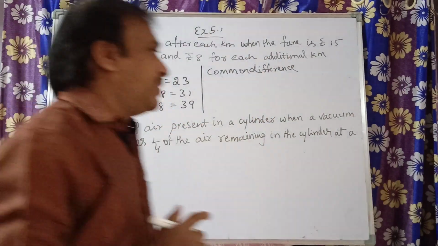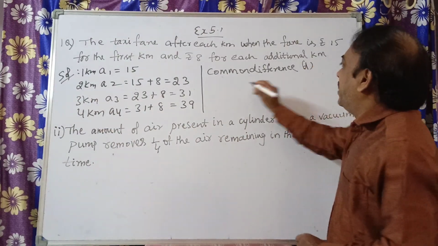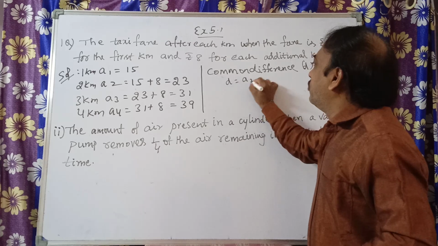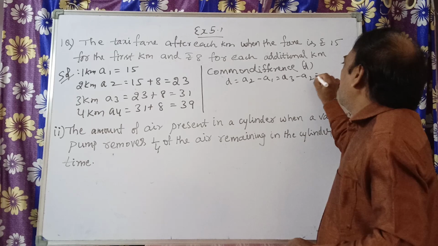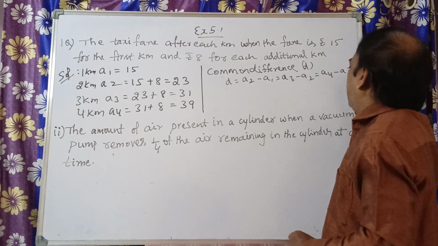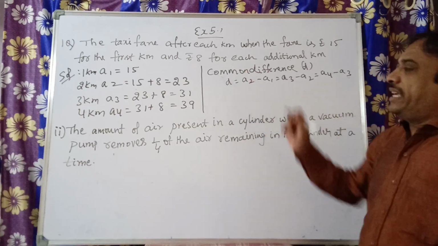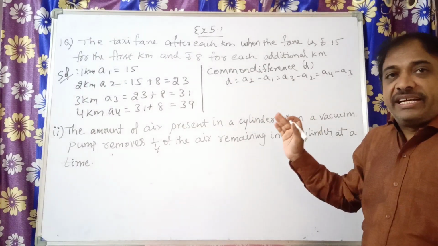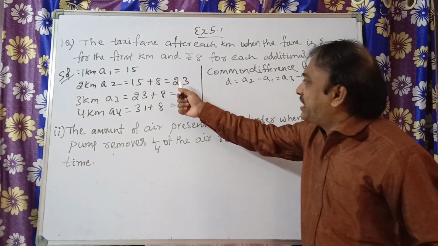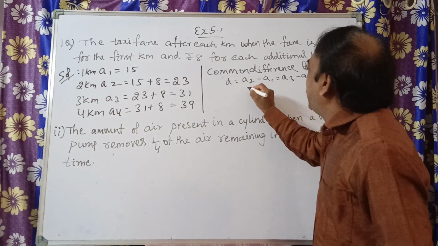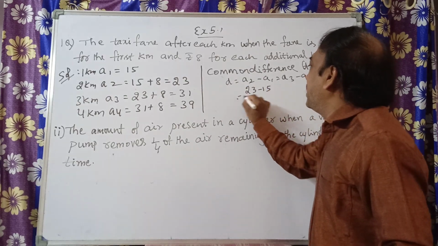How to find the common difference? D, the common difference, is equal to A2 minus A1, which is equal to A3 minus A2, which is equal to A4 minus A3. If the difference is same, then we can say that they form an arithmetic progression. So first one is what? A2 minus A1, which is 23 minus 15. What is the answer you are getting?